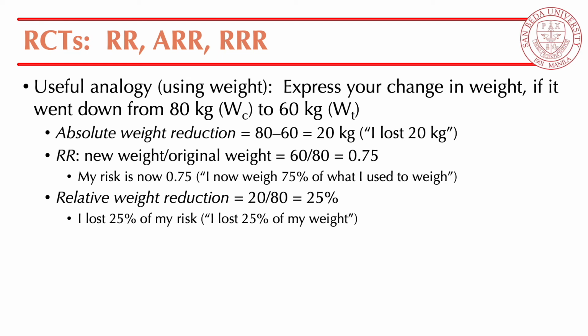Applying the RRR formula, quantity of 80 minus 60 all divided by 80, we get the answer of 25%. This is like saying I lost 25% of my weight. The 20 kilograms which was lost from my original 80 kilograms is 25% of 80 kilograms. Stating it in terms of risk, the risk for the negative outcome decreases by 25% with administration of treatment. As a final word for this slide, notice that when you subtract RR from 1 or 100%, you get the RRR.